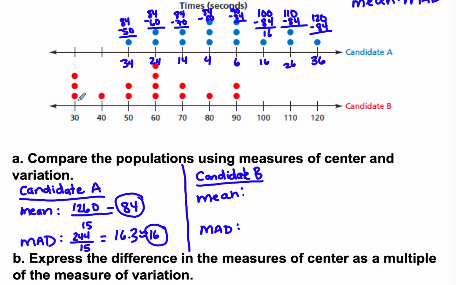Okay, so for the mean, you have to add up 30 plus 30 plus 30 plus 40 plus 50 and so on. You should have a total of 870. When you divide by 15, because that one also has 15 numbers, we get 58.